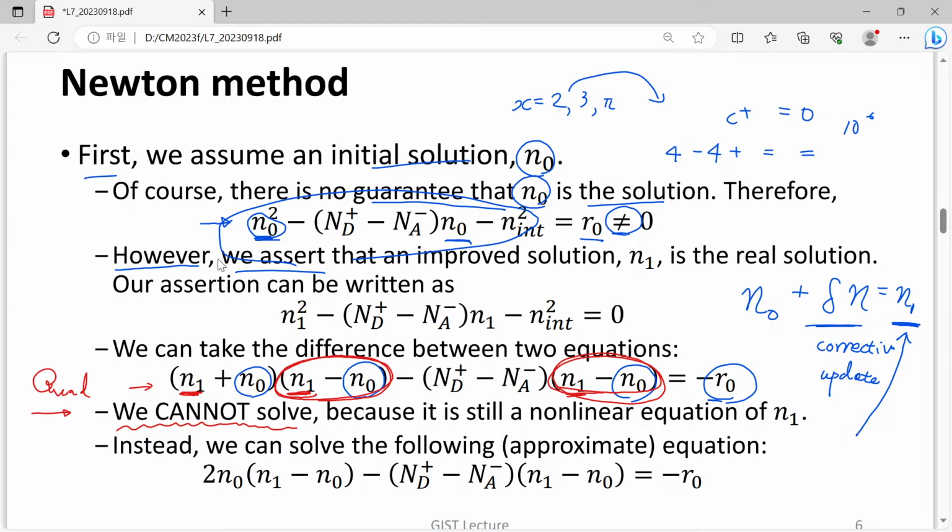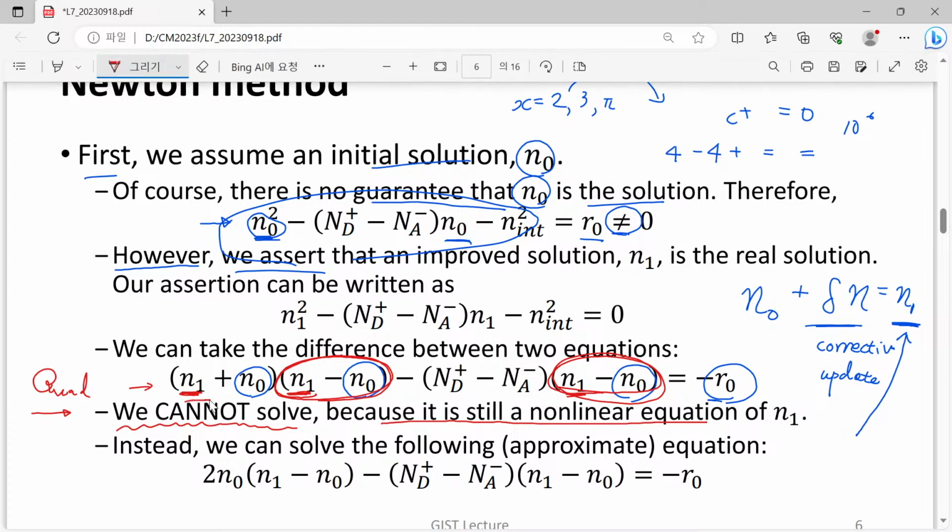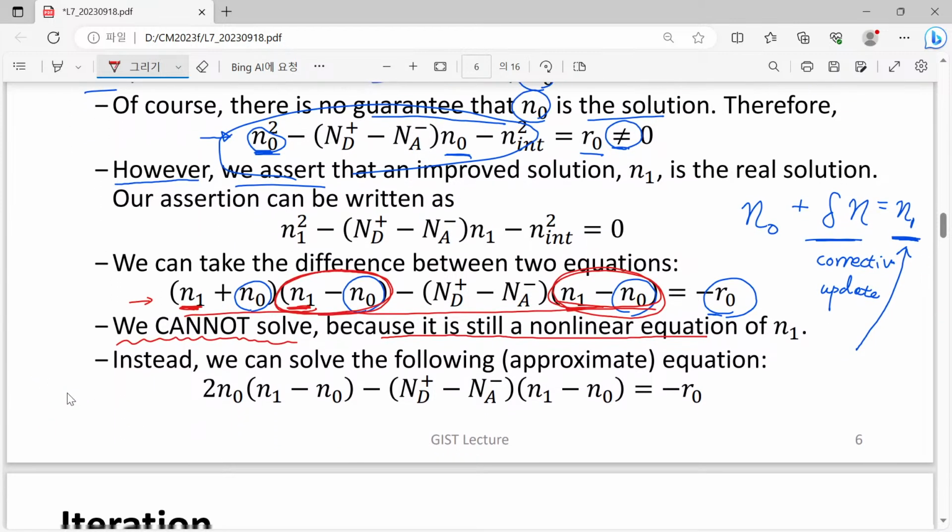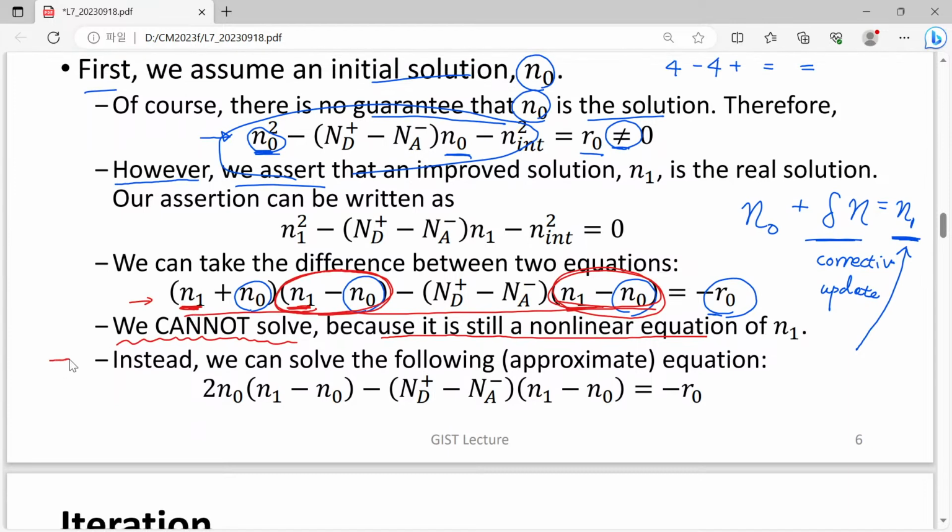We cannot solve any kind of nonlinear equation. That's the reason why we are developing this kind of method. Since we cannot solve a nonlinear equation, and this equation is still a nonlinear equation, we cannot solve it. However, the last one is the important approximation. Now we make an approximation. Instead, we can solve the following approximate equation.